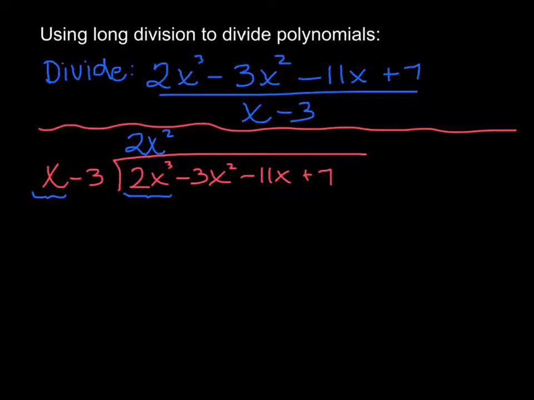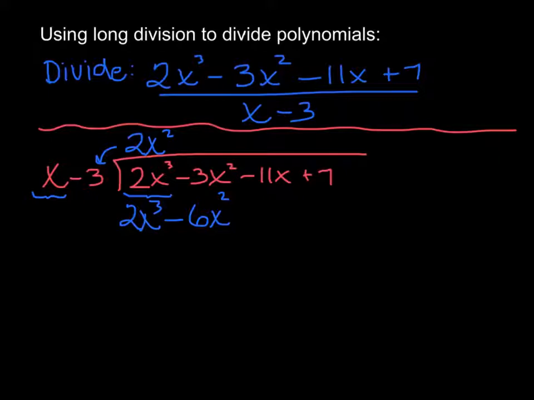Okay, and then I'm doing just like I would if I was just dividing regular numbers. Then I multiply the 2x to the second by the x, and I get 2x to the third. And then I also multiply that to that number right there, the 2x to the second times the minus 3, and I get a minus 6x squared. So if I'm doing this right, all the terms that are lining up on top of each other should be like terms.